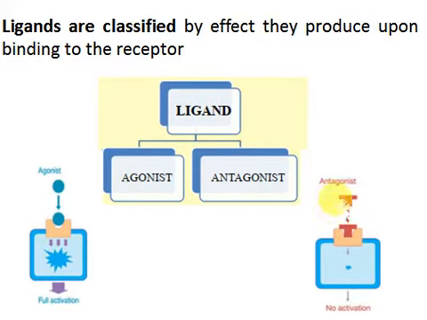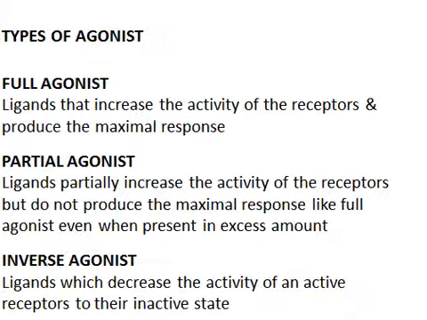While if a ligand binds with a receptor and blocks the receptor, then as a result no biological response is produced. So any ligand that blocks the receptor is called an antagonist, and antagonists do not produce any biological response. So a ligand that produces some biological response is called an agonist, while the ligand that does not produce any biological response is considered an antagonist.